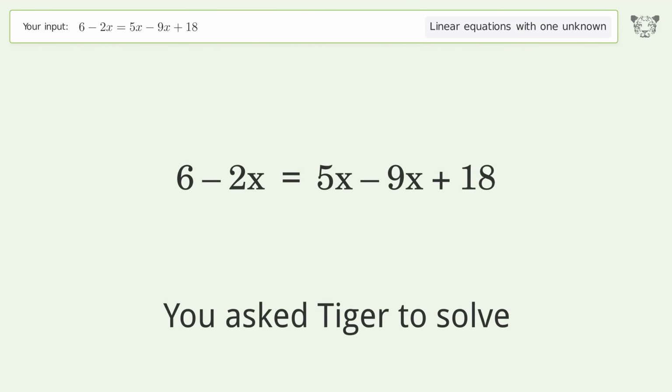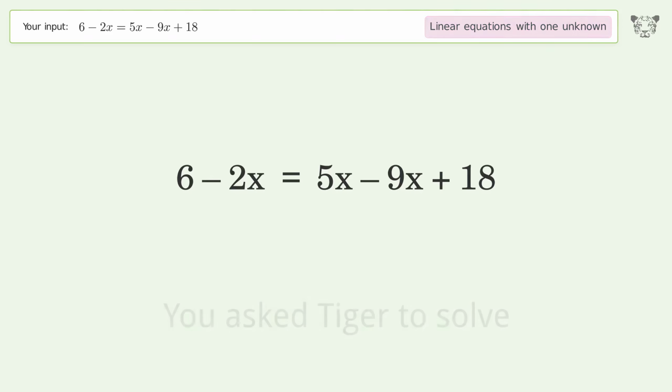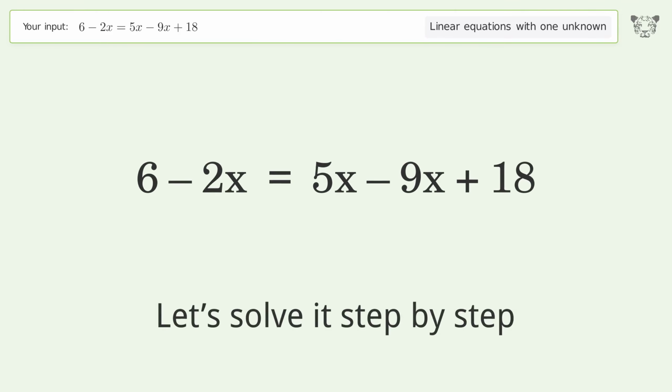You ask Tiger to solve this. It deals with linear equations with one unknown. The final result is x equals 6. Let's solve it step by step.